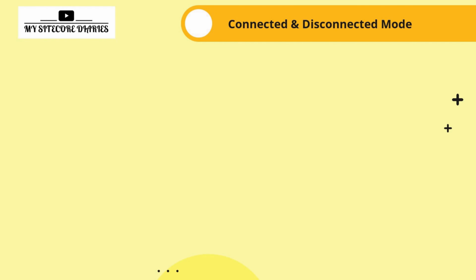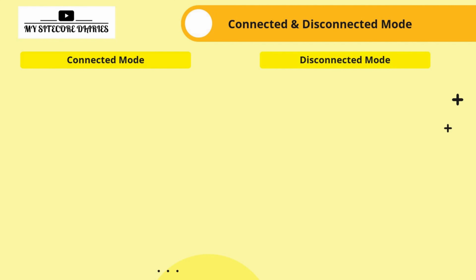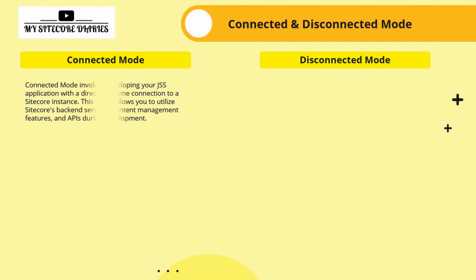Connected and disconnected mode. Connected mode. So we have talked about the connected and disconnected mode in the developer workflow. So what is actually a connected mode and what is actually a disconnected mode, that we will see. A connected mode involves developing your JSS application with a direct or real-time connection to a Sitecore instance. This mode allows you to utilize Sitecore backend services, content management features, and APIs during development.